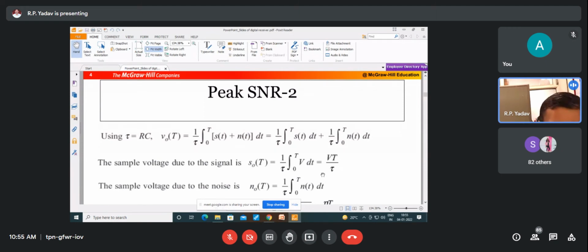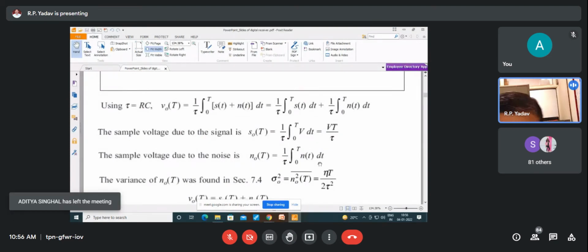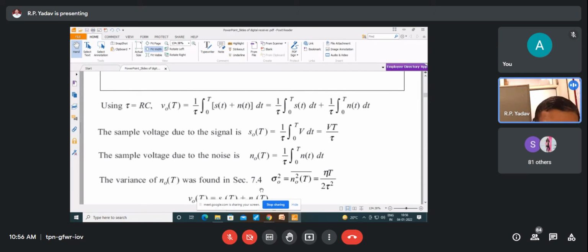So this Vt upon tau, no issue. Now this N0T also generates, you can say, a corresponding NT dt. Now there is a problem here because NT is not a constant voltage. It's a random signal. So for a random signal, you have to talk about the variance.